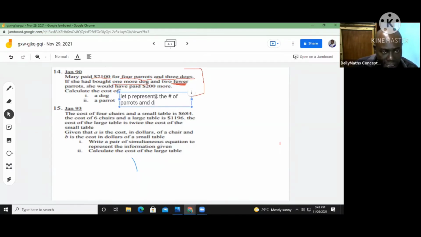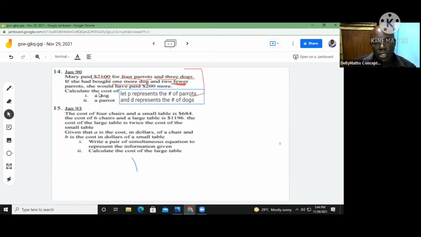And D, because I don't think they told us what to do, so we're making our own, and D represents the number of dogs. So we are making our own little thing here so that we have some direction to what we're about to do. We're focusing on the first question up here, of course, everybody should note. All right, so let's go.